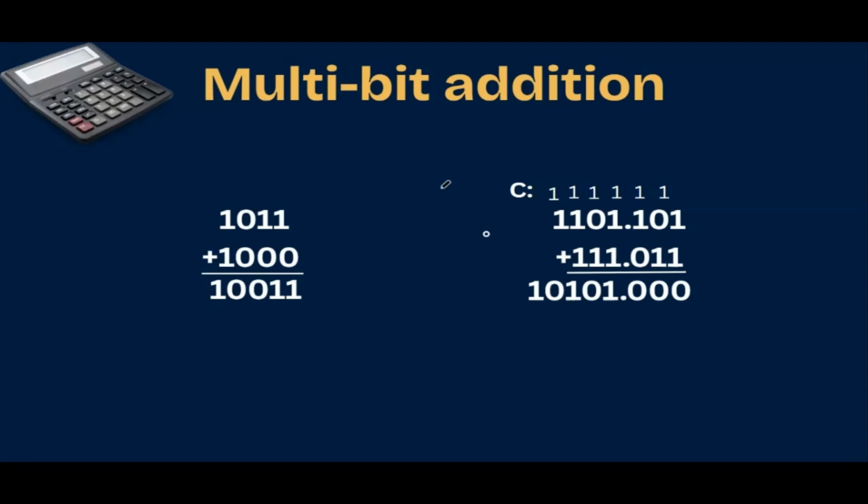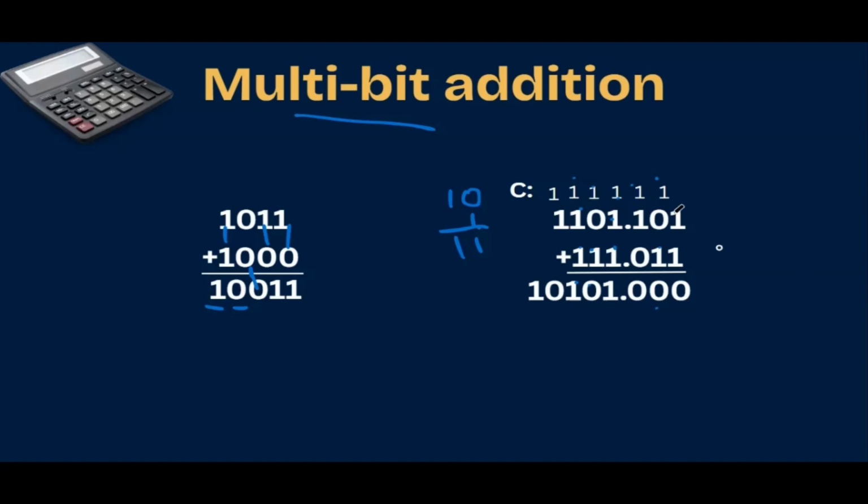Now we shall see some examples of multi-bit addition. So this one, that is 1011 plus 1000. Starting from the LSB, we have 1 plus 0 equal to 1, 1 plus 0 equal to 1, 0 plus 0 equal to 0, and as in the rule, 1 plus 1 is 0 with a carry 1. Now let us consider the addition of two fractional or mixed binary numbers.